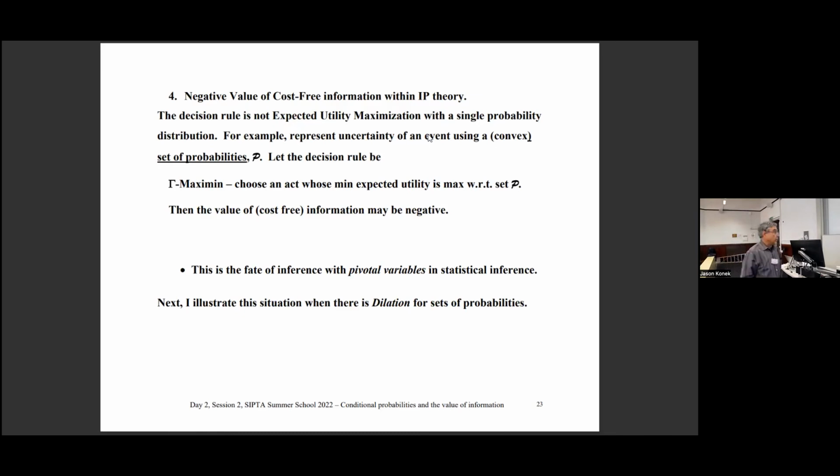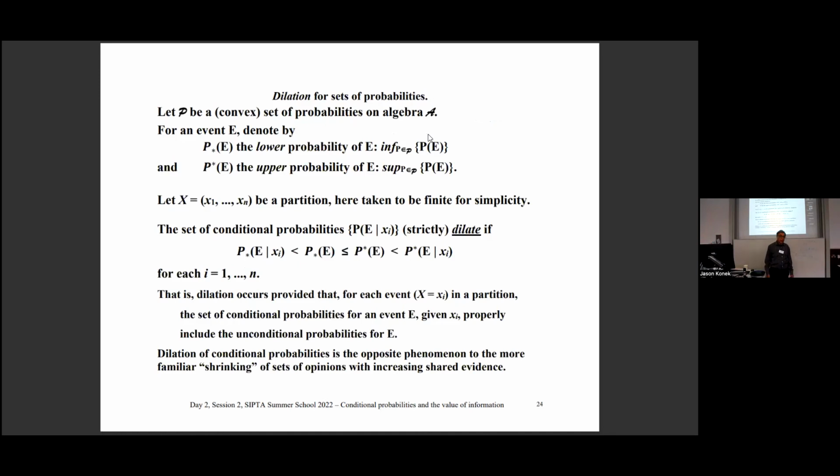Now the example I want to use. The information is cost-free, but the analysis will be that I strictly prefer not to learn, even though the information is cost-free. And the example I want to use for this, which is dependent on IP, you can't do this in precision, is based on some old work. It's now 30 years old, that Larry Wasserman and I worked on. But many people have worked on it. We just have to get there early enough to be able to name the phenomenon. We call it dilation. Let me tell you what the phenomenon is.